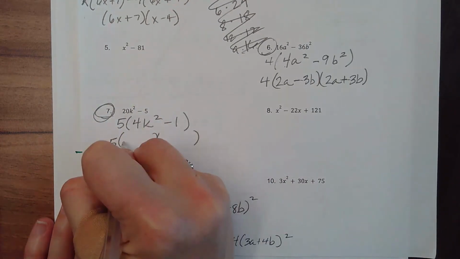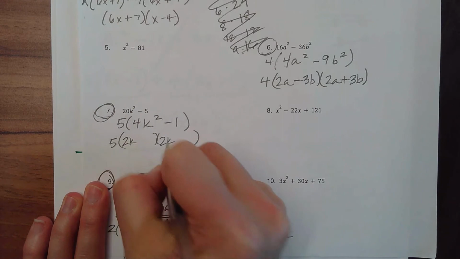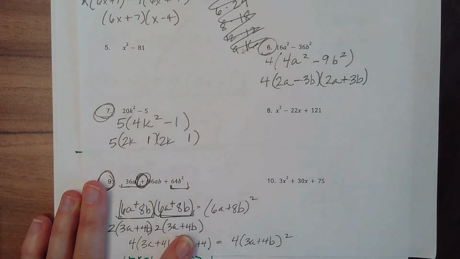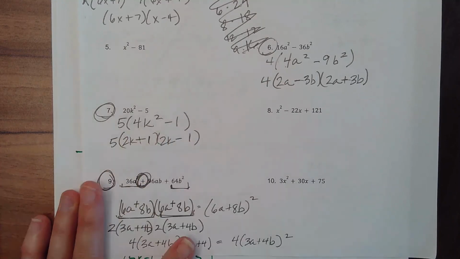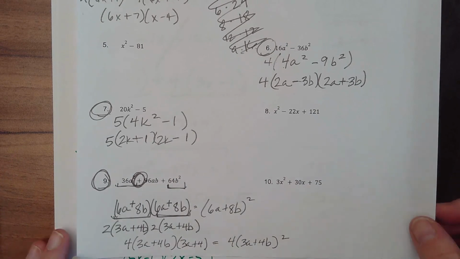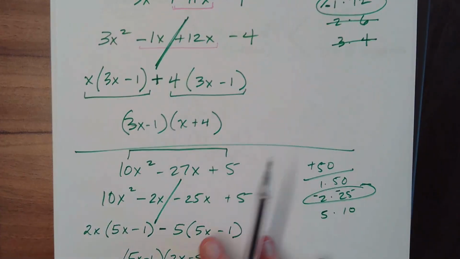4k squared, that's a perfect square, and I can do 2k and 2k. 1 is a perfect square of 1 and 1. So a lot of people miss this one. I just wanted to make sure that you guys saw something like that. So now this is 5 times 2k plus 1 and then 2k minus 1. All right, so hopefully this makes sense with the AC method.